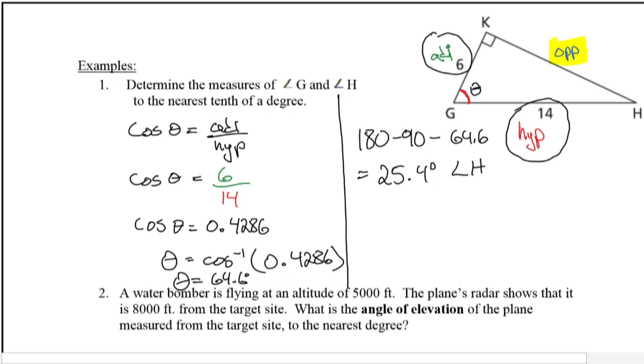I could also use trig to find it. I could relabel my triangle. I could say this is my reference angle here. This is now my opposite over here. This is my adjacent over here. And I could redo the calculation like I just did. And that's probably what I'd normally do.